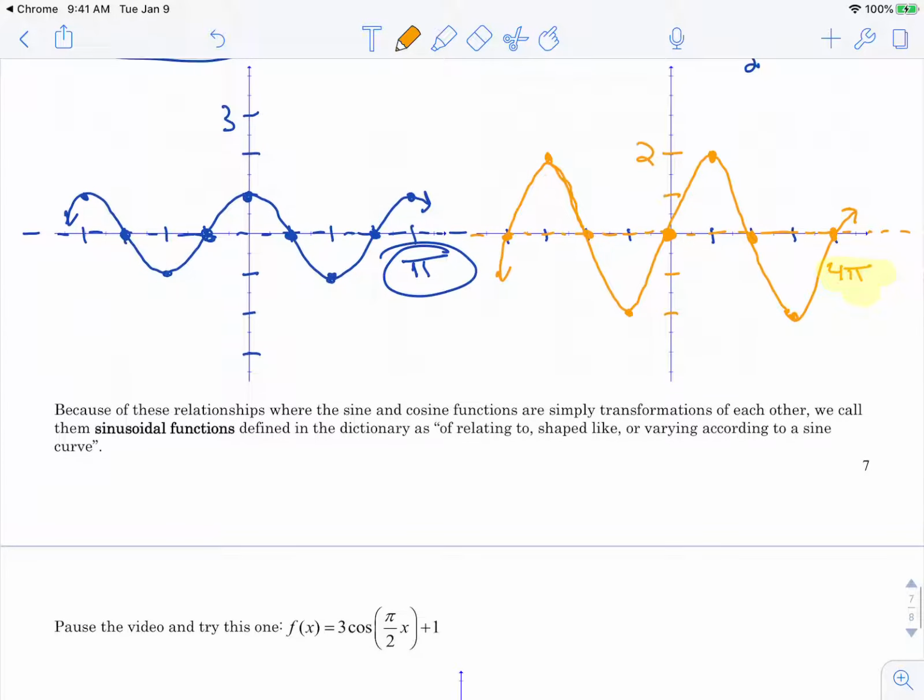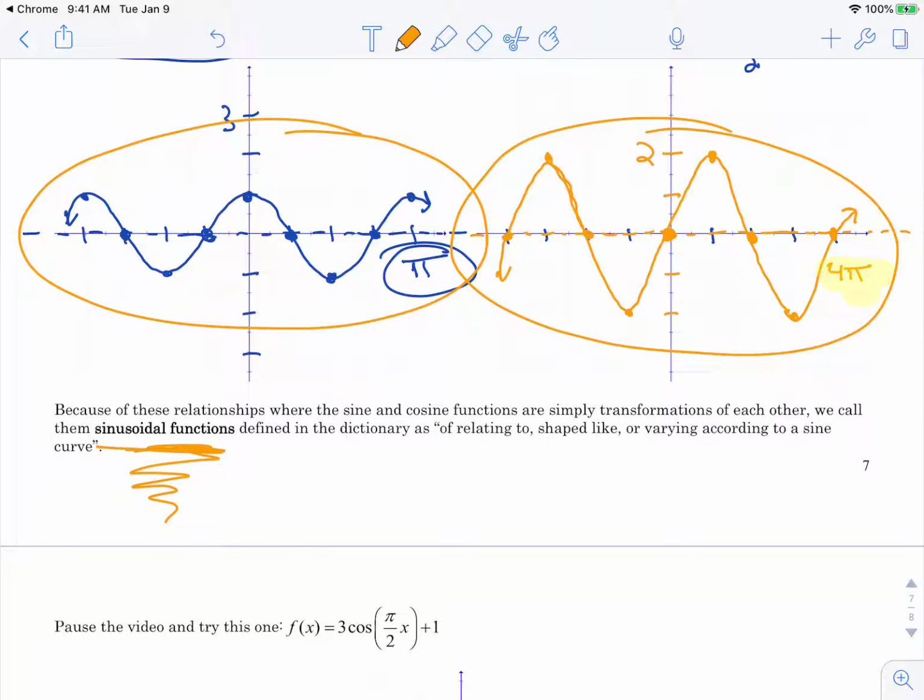So we're going to put all of this together. What I do want you to take away from this is that these things are known as sinusoidal functions because cosine and sine look pretty darn similar. They're just a shift off. We'll talk more about that in class.